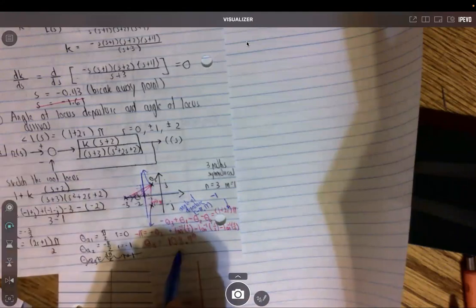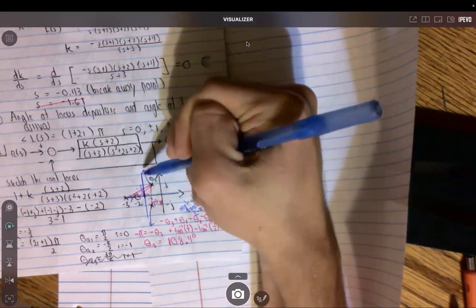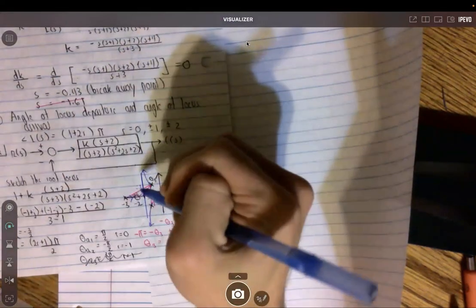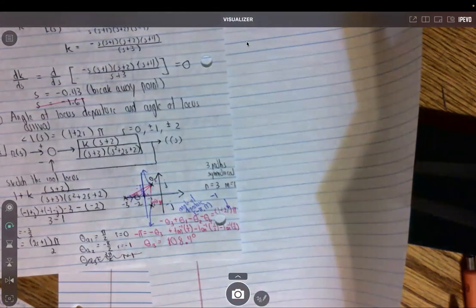So that's how you would determine angle 3. Does that make sense? It has 108 degrees here. It's going upwards. So that's its angle of departure. It makes sense that it's about 108 degrees from the real axis. And so that's how you would be able to determine your angle of departure if you did not know.